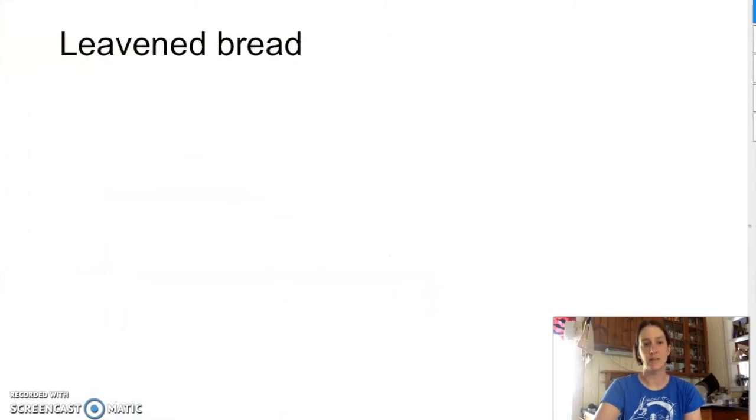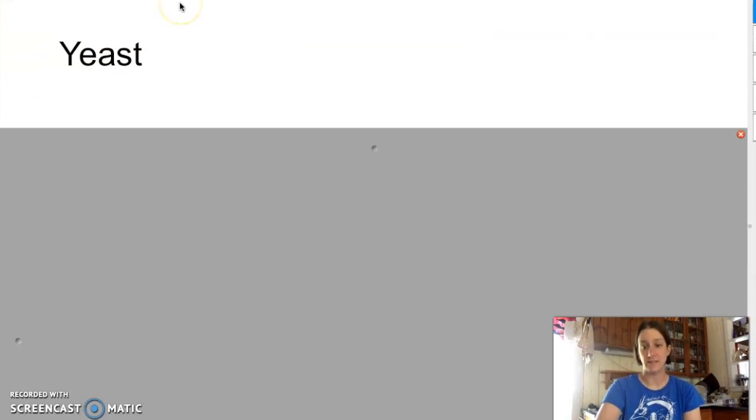Another important ingredient in bread is what makes bread leavened bread as opposed to unleavened bread. Unleavened bread is going to be flat bread like this tortilla here. And leavened bread is going to be the puffier bread that we're more used to, with air holes and things like that. The ingredient that makes flat bread flat, it's not that they have an extra ingredient, it's that they're missing an ingredient. And that ingredient is yeast.